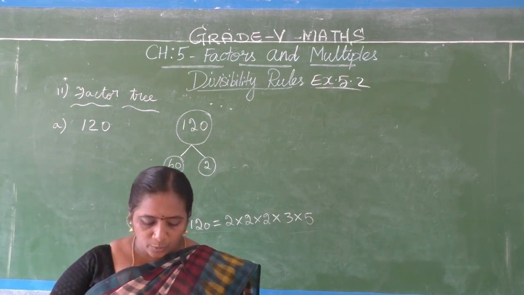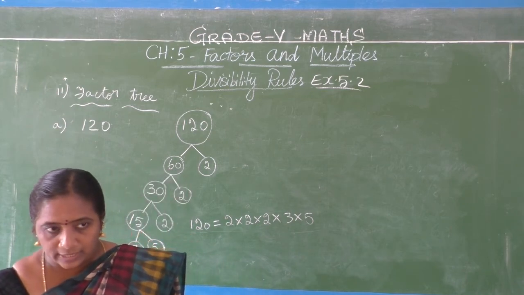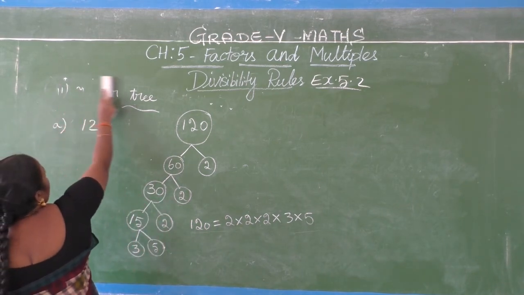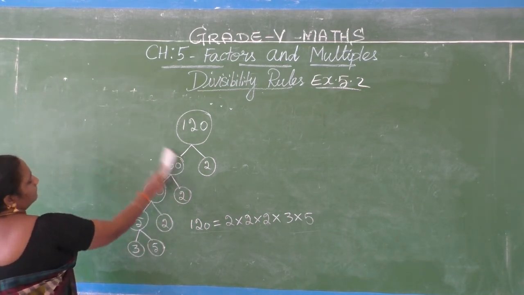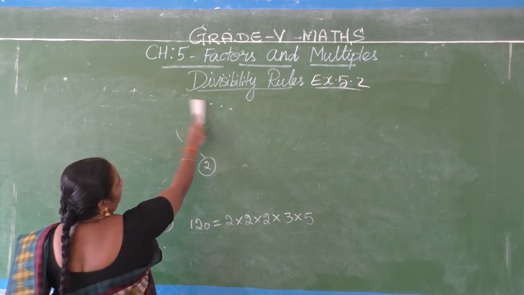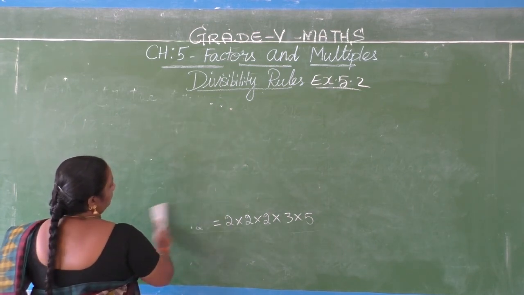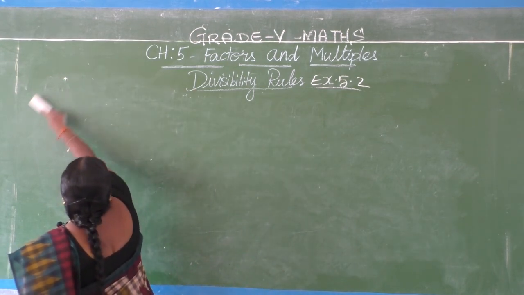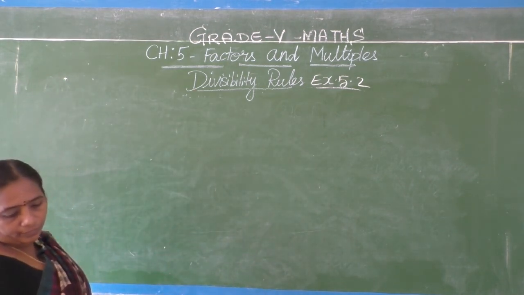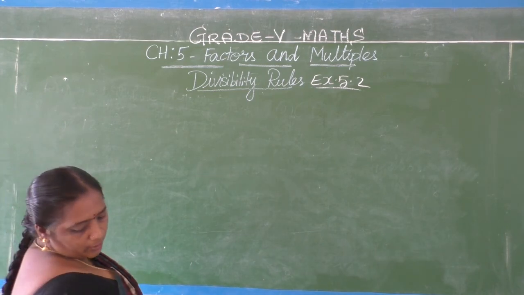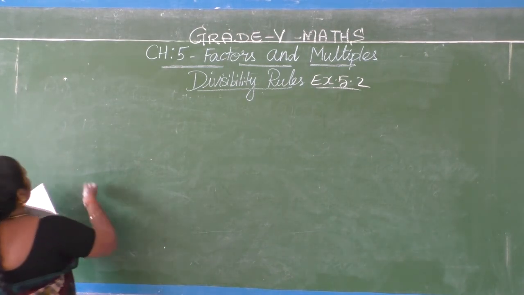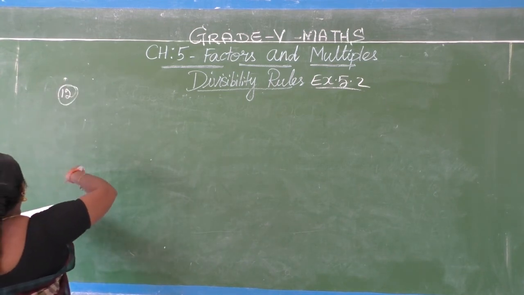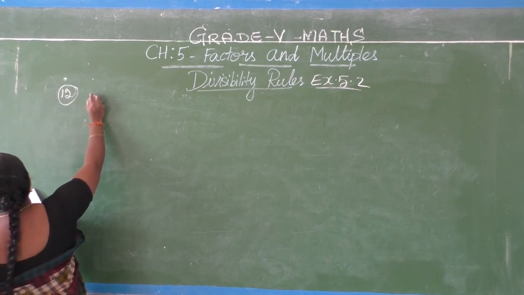Then, which of these numbers are divisible by 7? The 12th one. It's the last one. Which of these numbers are divisible by 7? This is also a divisibility rule, the rule for 7. We are going to use the divisibility rule of 7.